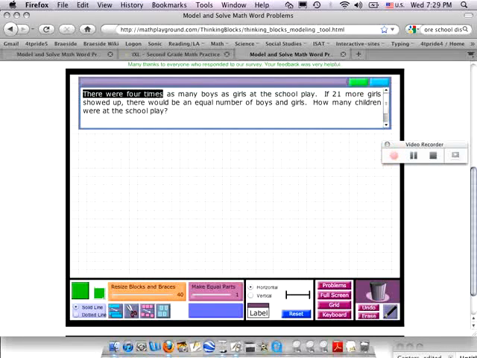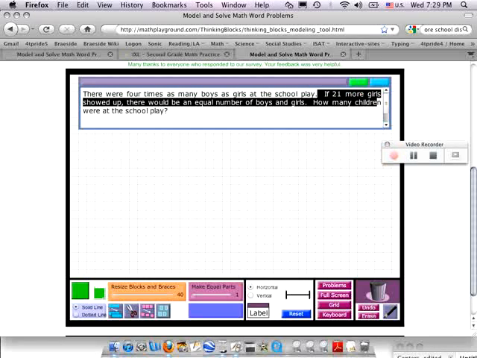There were 4 times as many boys as girls at the school play. That means there are more boys than there are girls. You have to think about that. There are 4 times as many boys. So if there's 1 girl, then there are 4 boys. If 21 more girls showed up, there would be an equal number of boys and girls. How many children were at the school play?